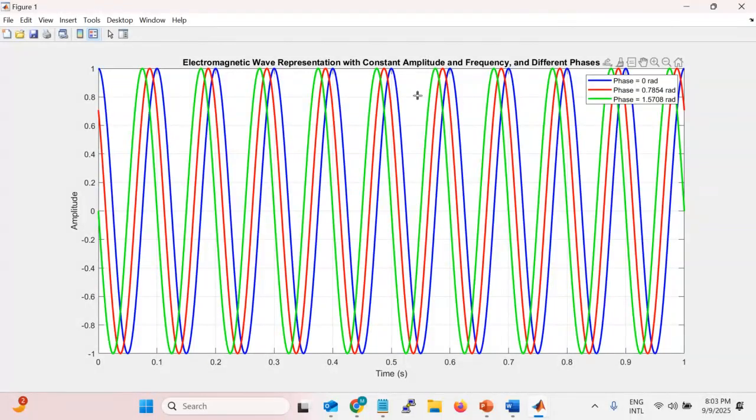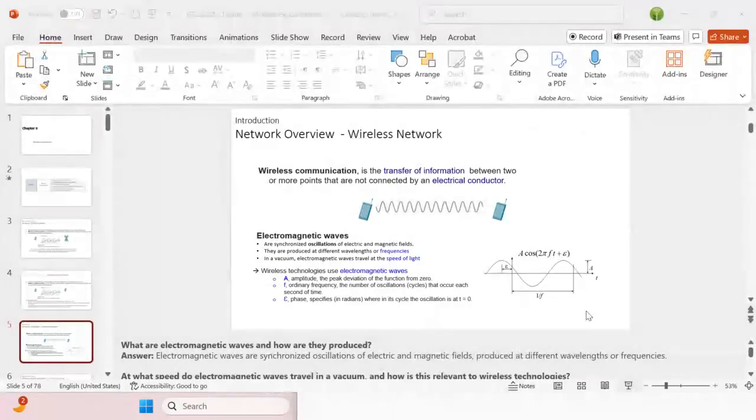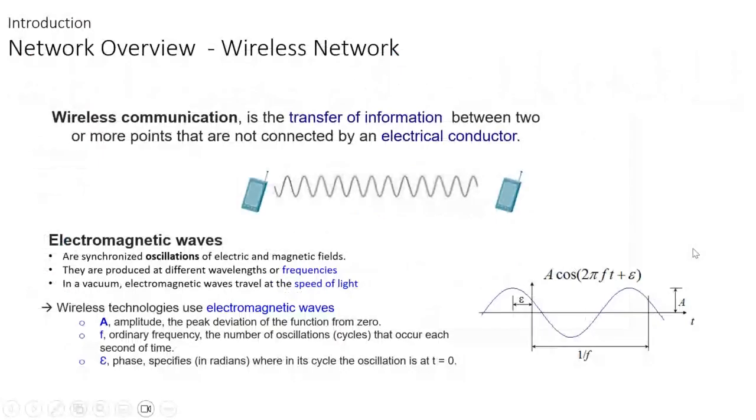You can see there is shift between the green electromagnetic wave and the blue one, and the green and the red one. There is a shift between the red electromagnetic wave and the green one. There is a shift between the green electromagnetic wave and the blue one. So this shift, phase shift, is measured in radian. This is what we call here epsilon. So epsilon is the phase shift for the electromagnetic signal. A is the amplitude and f is the frequency. And in general, electromagnetic wave is expressed by this expression, A cosine(2 pi f t + epsilon).